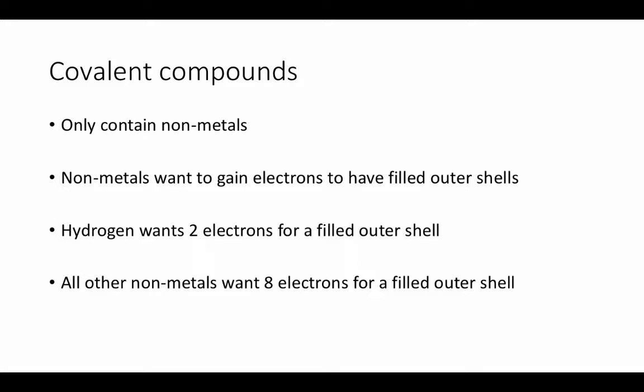structures will be constructed following these steps. So remember, nonmetals want to gain electrons to have filled outer shells. The hydrogen wants to gain 2 electrons to fill its small outer shell because it's a small atom. All the other nonmetals want 8 electrons to have a filled outer shell. So remember, with hydrogen you're trying to give it 2 electrons, and with the others you're trying to give them 8 electrons.